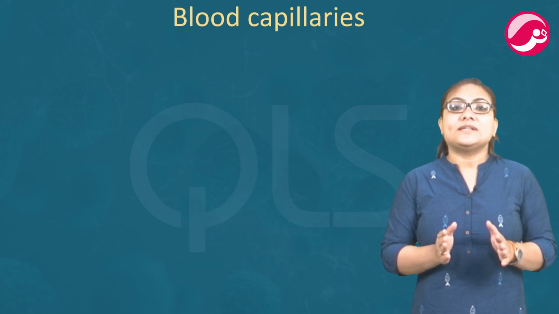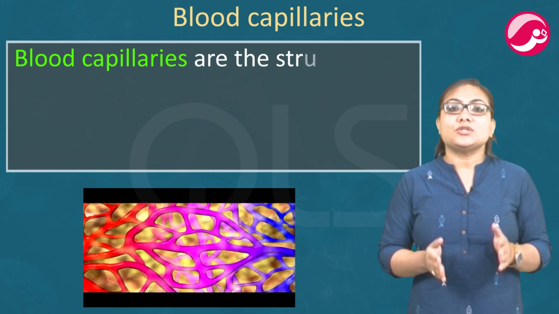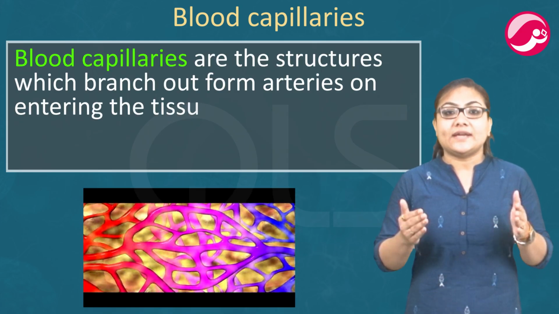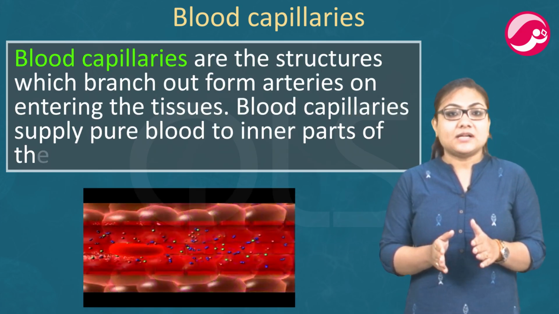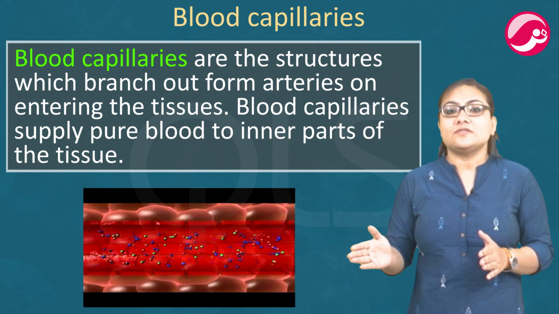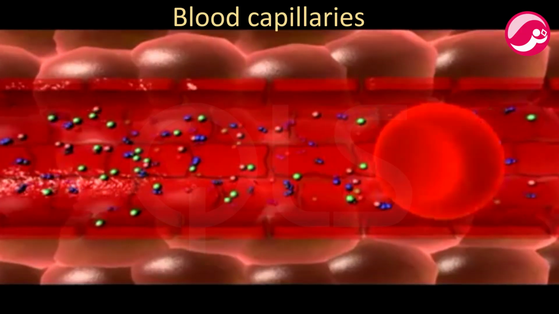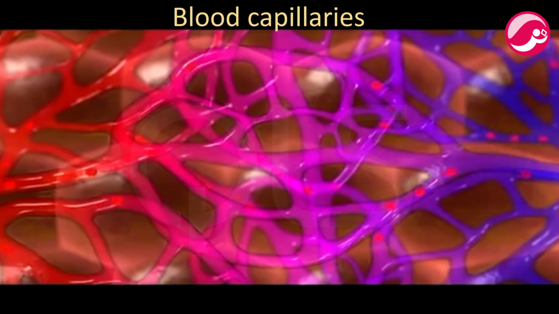Third is blood capillaries. These are the structures which branch out from the arteries on entering the tissues. Blood capillaries supply pure blood to inner parts of the tissue. These capillaries in turn collectively form a single vein from the tissues.